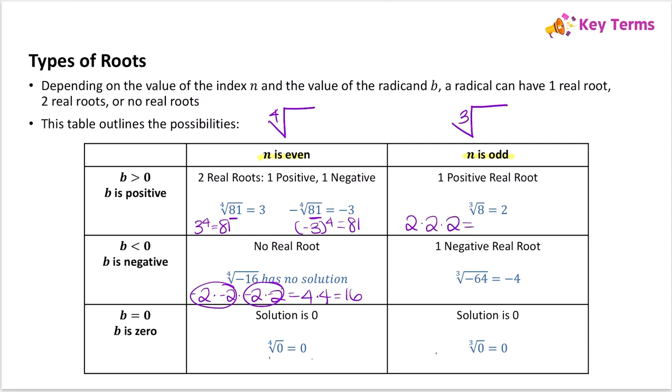If we have a negative, this is different than when we have an even index. Because if you multiply a negative number by itself an odd number of times, you can actually end up with a negative value. So you'll have one negative real root if you're taking an odd index root of a negative number. So negative 4 times negative 4 times negative 4: negative 4 times negative 4 becomes positive 16, and 16 times negative 4 is equal to negative 64. So you have one negative real root. It's an important distinction to keep in mind when you're trying to take an even or an odd index root of a negative number.